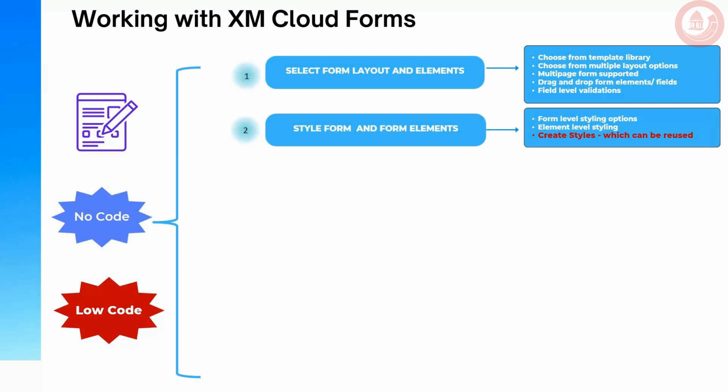Once you have finalized your layout and your form elements or fields, you have the option to style the entire form or the form elements. As we'll be seeing in the demo, if you have a field, at the end of the day, it will have a bunch of HTML elements. Each and every HTML element you could style without writing any CSS code. You could just go into the designer. If you have worked with Canva or something similar, in the same way you have the option to style each and every HTML element. And here, Sitecore also gives you an option to create styles.